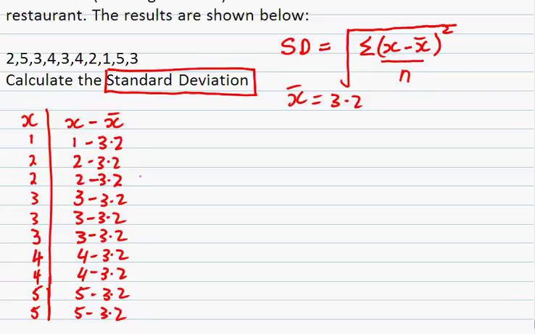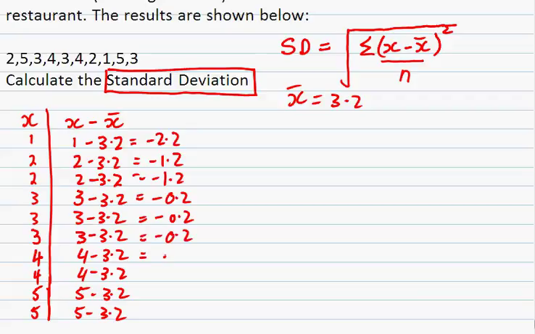and so those are going to be equal to negative 2.2, negative 1.2, negative 1.2, negative 0.2, negative 0.2, negative 0.2, 0.8, 0.8, 1.8 and 1.8.